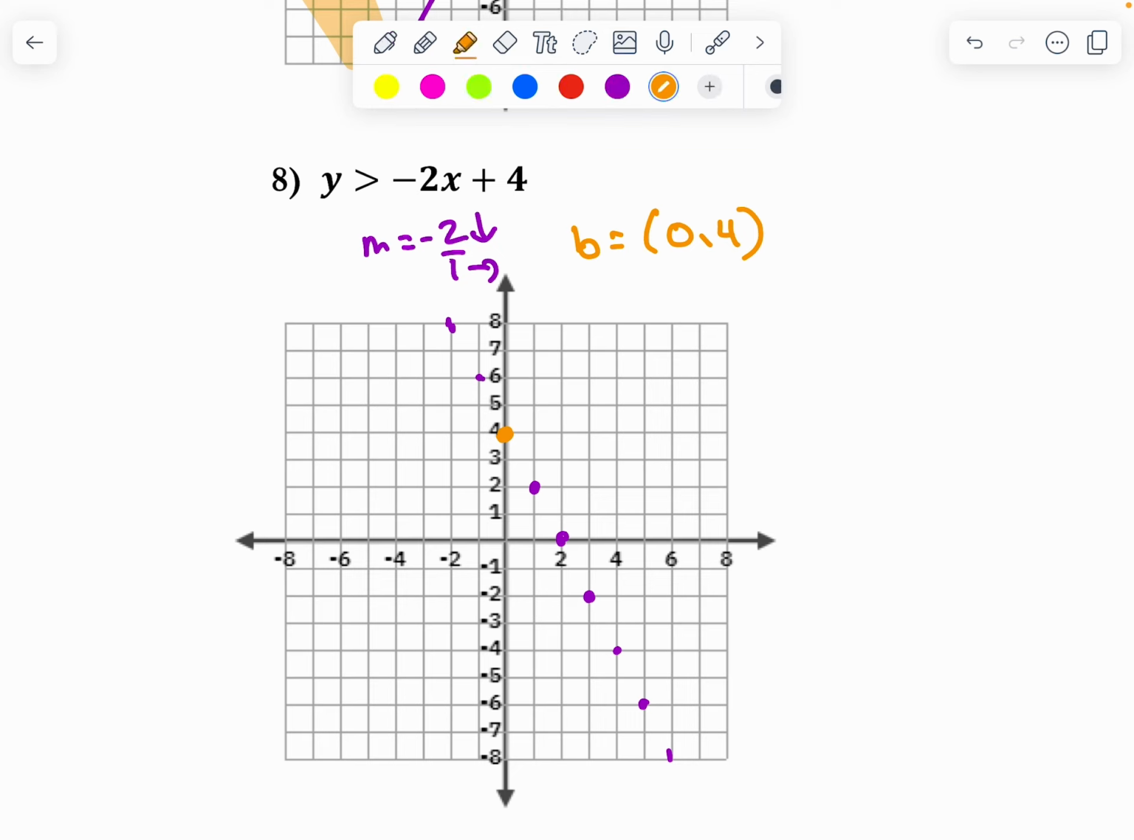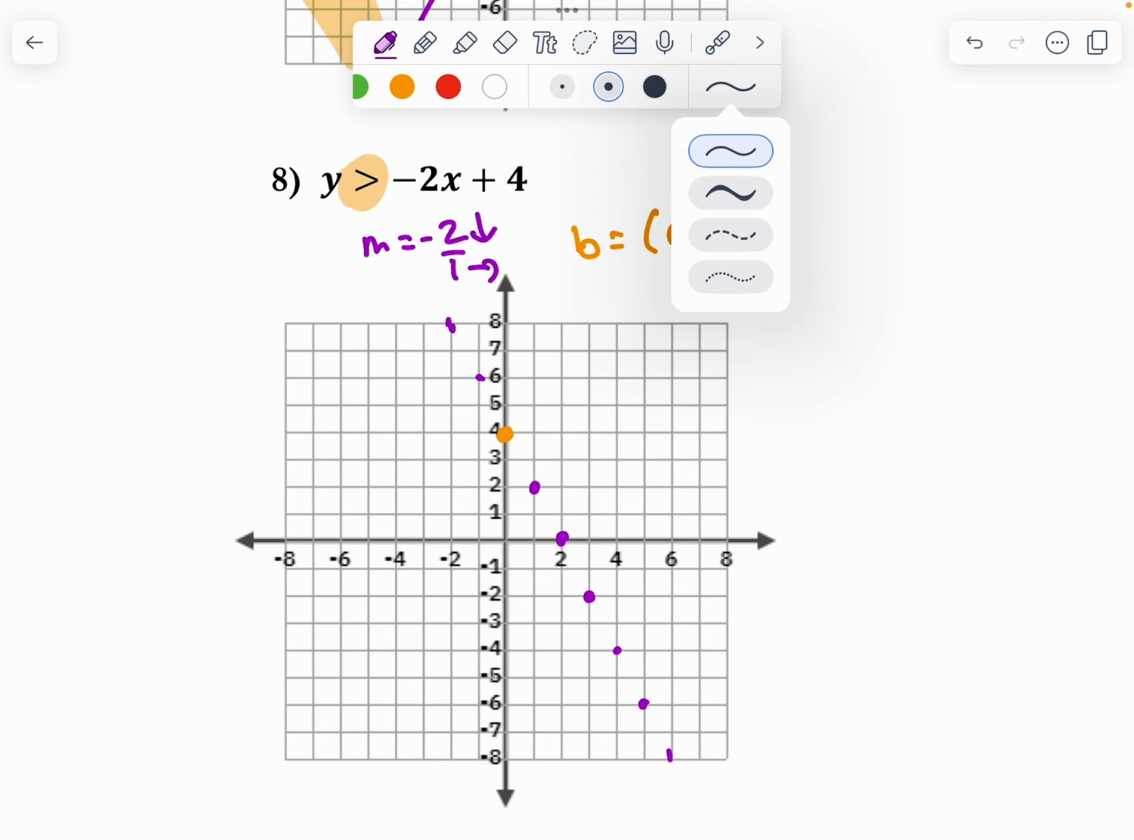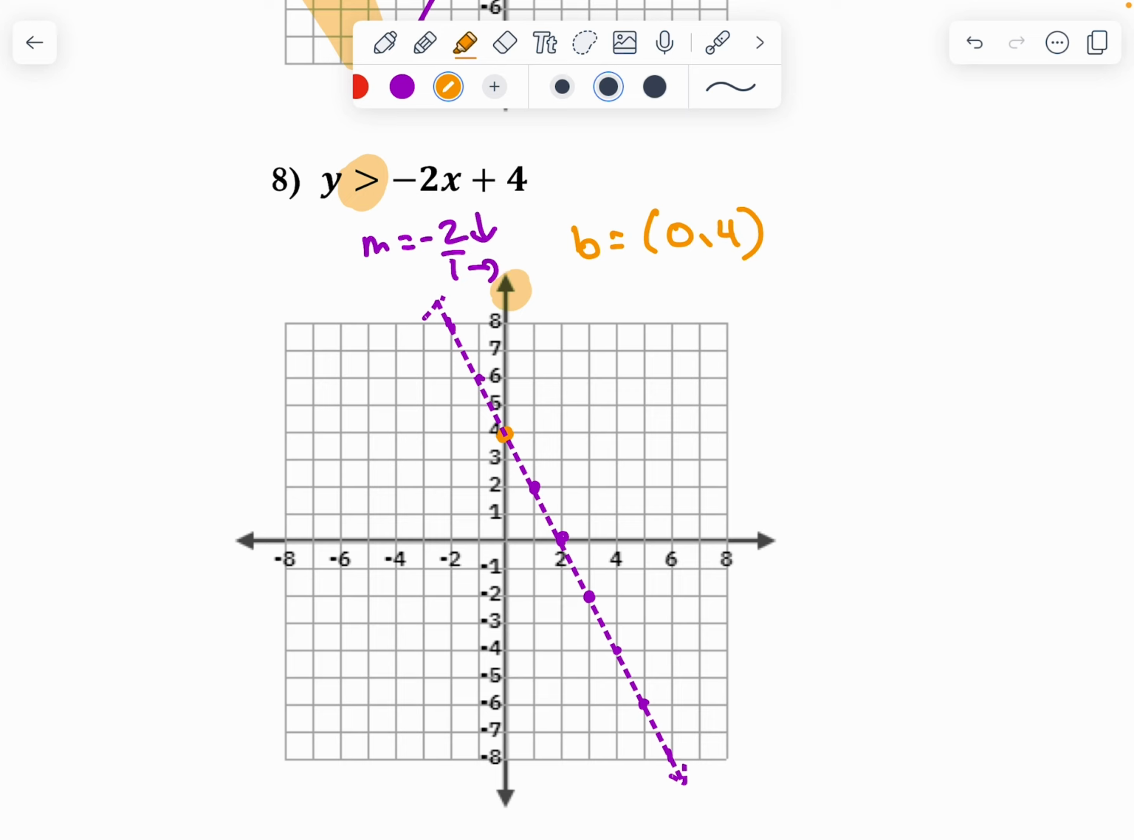Now, here we go. Greater than. We did not say equal, right? So greater than means that we are going to do a dash line. So we've got our dash line, and then greater than means up, right? Towards my up arrow. Greater than means more. So we're going to go up towards my up arrow. And that's it, right?